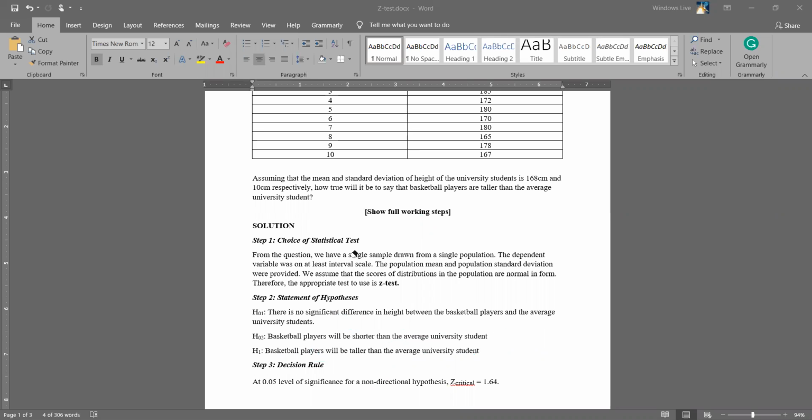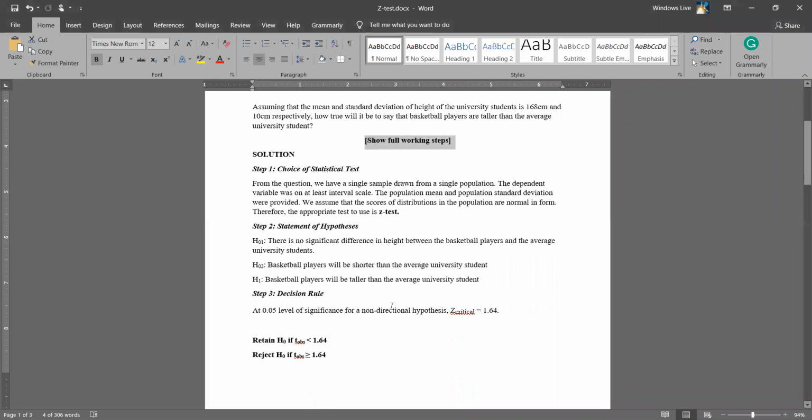So that's all for statement of hypothesis. Under statement of hypothesis, you are supposed to indicate your hypothesis in words and represent them using symbols.